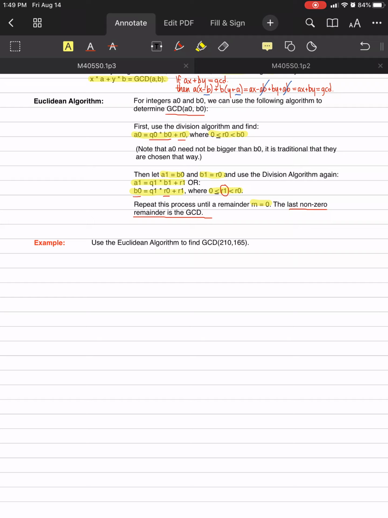I didn't mention this, but sometimes you'll hear people call the Euclidean algorithm the lightning bolt algorithm, and we'll actually draw it out so you can see why that is here.